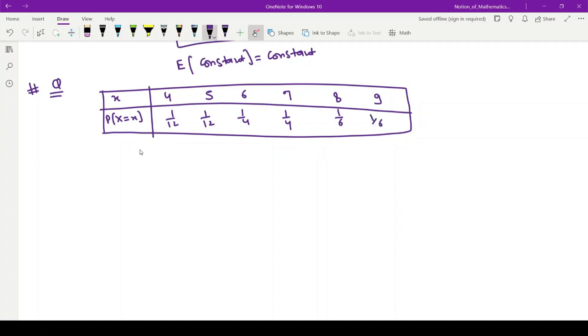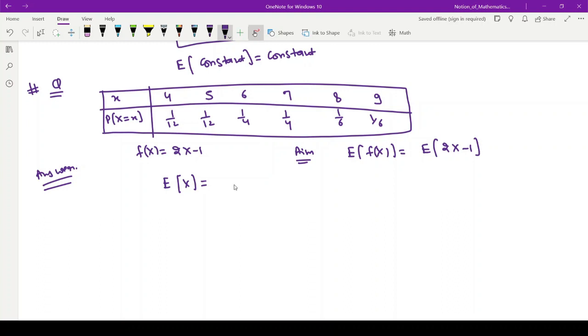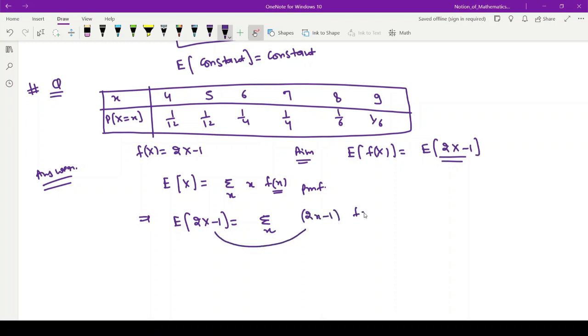And one function is given here, f of x is 2x minus 1. What is the aim here? The aim is to evaluate expectation of f of x, I mean we have to evaluate expectation of 2x minus 1. So I am going to solve this particular question. How? Expectation of x, we know, is the basic formula, summation of x into the associated PMF. Now if I place 2x minus 1 in place of x, it is expectation of 2x minus 1, and the summation of 2x minus 1 into f of x.